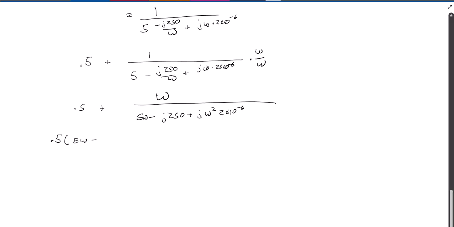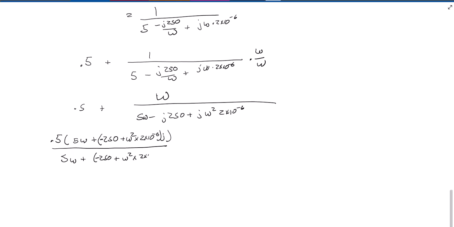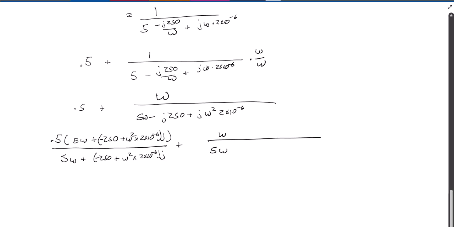Okay, now I need to get a common denominator, so this will be 0.5 times 5 omega plus 250 plus omega squared times 2 times 10 to the minus 6 j. I just factored the j out of that part. We'll see why in a minute. So that gives us the common denominator of 5 omega plus, that's a minus 250. I made that mistake when I was rehearsing this. Plus omega squared times 2 times 10 to the negative 6 j, plus omega over 5 omega plus negative 250 plus omega squared times 2 times 10 to the negative 6 j.